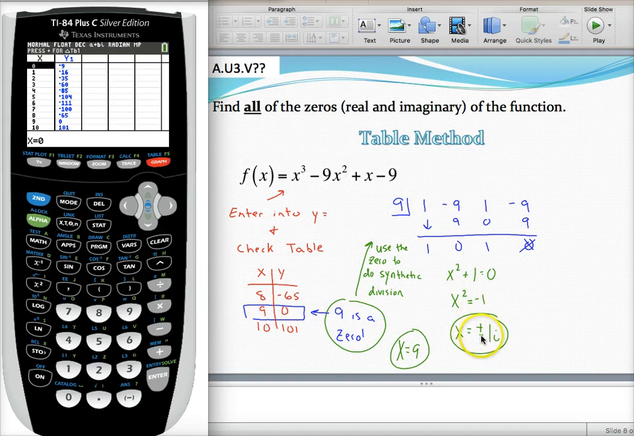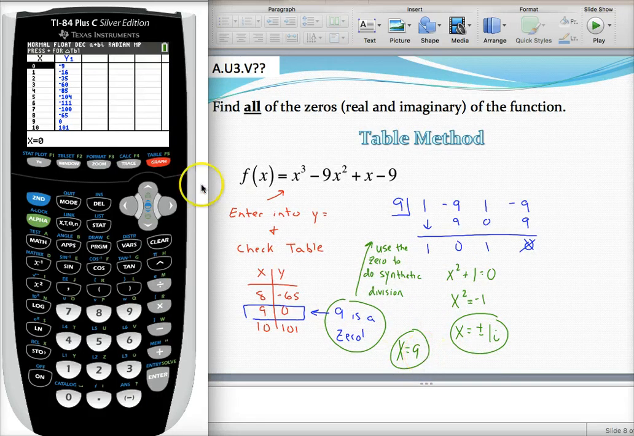And recall, when you take a square root, you'll have two answers. You'll have a plus or minus. And then the square root of -1 comes out imaginary, so it's just 1i. I would simplify that if I needed to. This time it just simplifies down to plus or minus 1i. So there are my three answers using the table method. Positive 9, the only real answer I have.